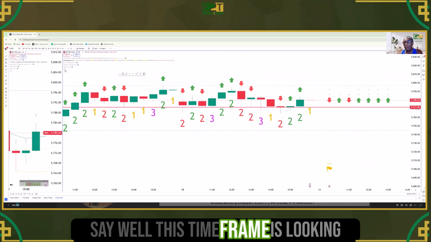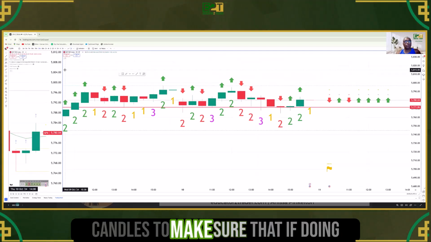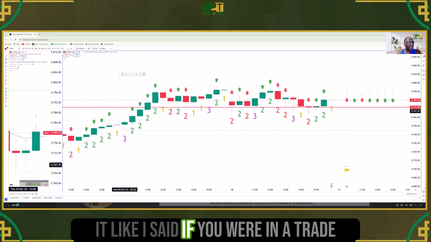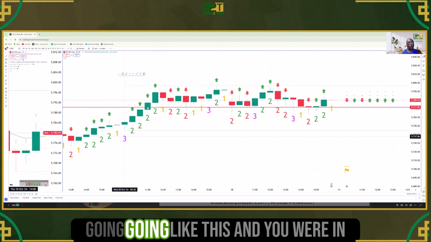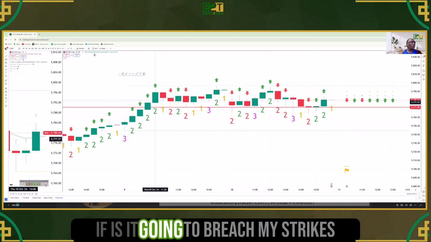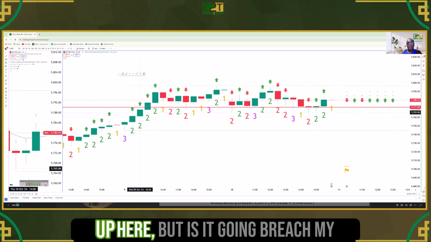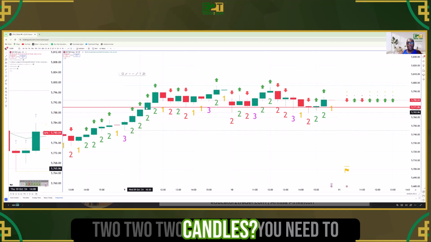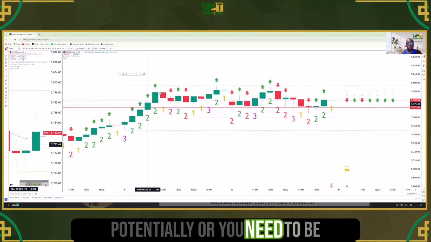You can say, well, this time frame is starting to act like it wants to turn around. You're looking at your candles to make sure it's doing what you want it to do. I like it, like I said, if you were in a trade and the day was going like this, and you were wondering, is it going to breach my strikes? I've got them up here, but is it going to breach my strikes? And you keep seeing these two candles. You either need to know it's potentially going to, or you need to be waiting for something.